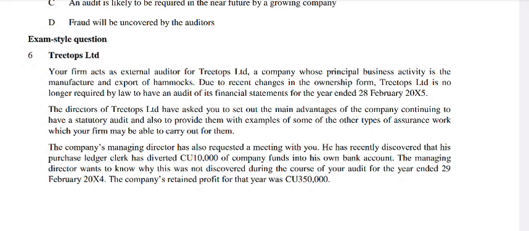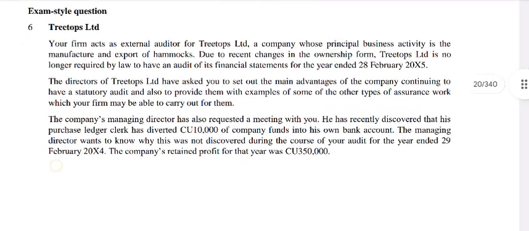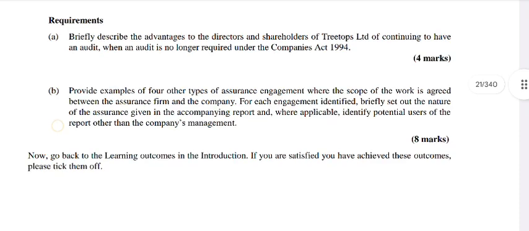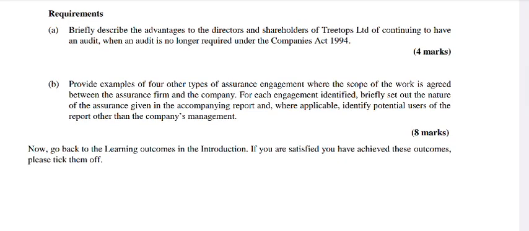He has recently discovered that his purchase ledger clerk has diverted CU 10,000 of company funds into his own bank account. The managing director wants to know why this was not discovered during the course of your audit for the year ended 29 February 2004. The company's retained profit for the year was CU 3,50,000. Requirements.